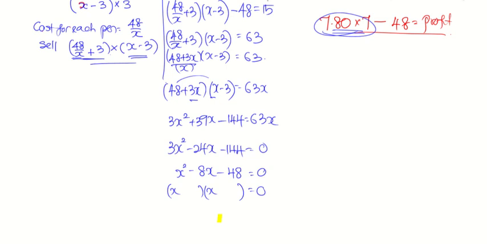x, 12 and 4. I will put a negative and positive. So x equals 12, x equals negative 4. The number of pens cannot be negative, so this is rejected. So x equals 12. It's rejected. Are you okay with this?